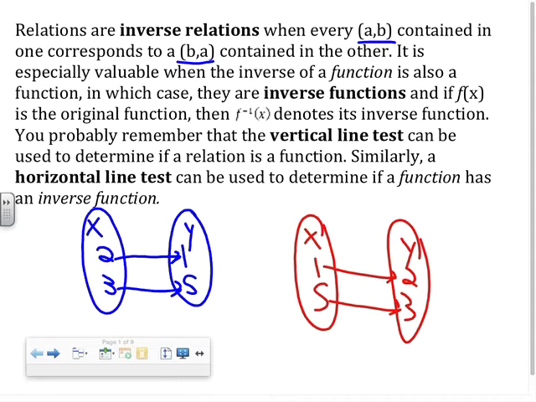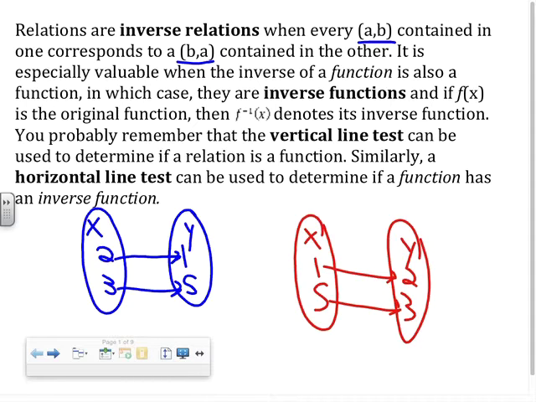Notice how the 2, 1 in the relation on the left corresponds to the 1, 2 in the relation on the right. Similarly, the 3, 5 in the relation on the left corresponds to the 5, 3 in the relation on the right. So we say that they're inverse functions now if, when I take the inverse of a function, the inverse of it is also a function.